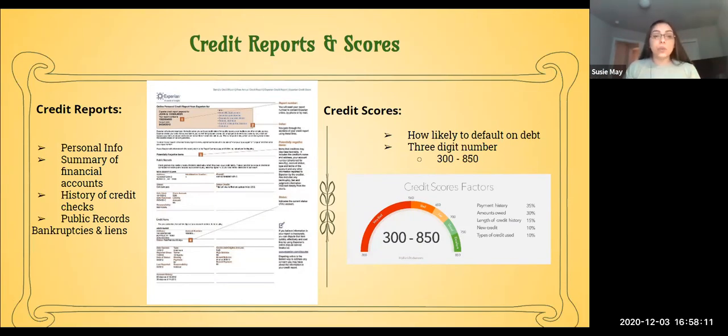But a credit report is useful when you are buying a car or a house or what have you. Those lenders will pull a credit report and actually look at it and see how likely you are to default on a loan. Now, your credit score will tell them the same thing in numbers. So this is a 3-digit number from 300 to 850, 850 being the greatest. And on that graphic right there, it'll tell you exactly what goes into determining your credit score.